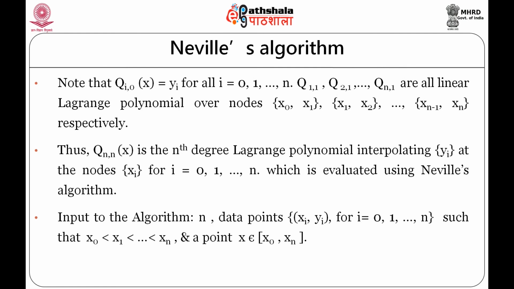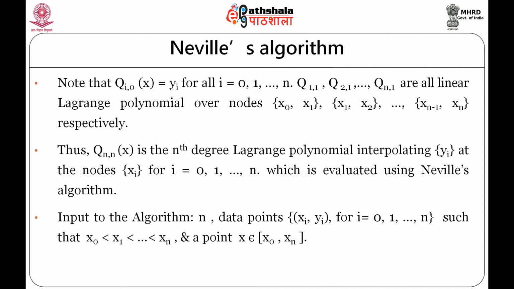So, when we are writing Neville's algorithm, the input to the algorithm is n, which gives you the number of data points, n plus 1 data points, and the degree of the polynomial that we want. Then the actual data points x_i, y_i for i equal to 0, 1, 2, 3 up to n, and these data points should be distinct. We are arranging them in increasing order, which is not absolutely necessary.